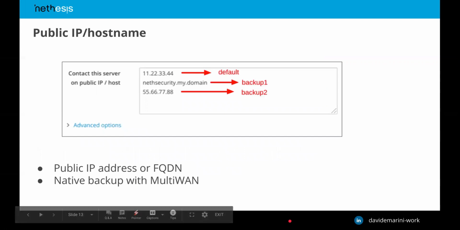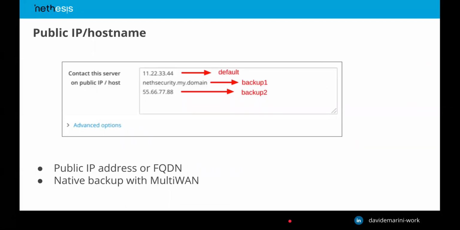The public IP host name is another very important field. NetServer automatically identifies the public IPs of each connectivity and suggests them in this box. You can use both IP addresses or FQDN host names.